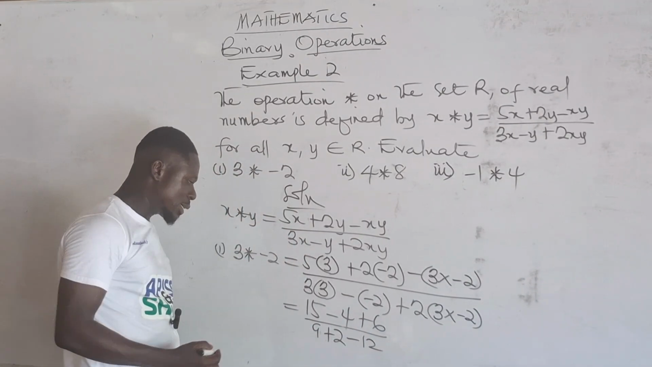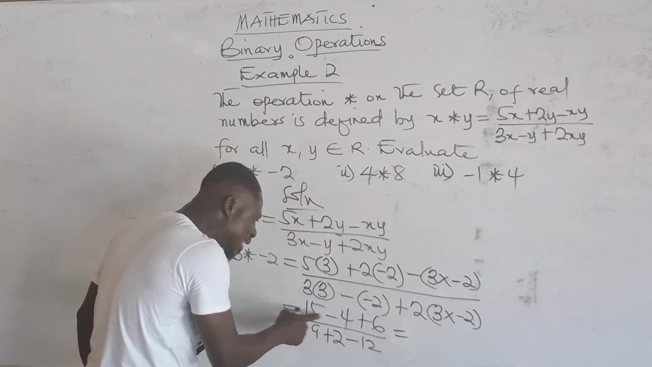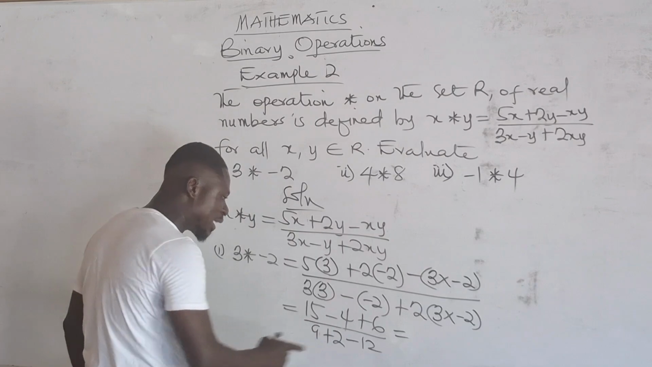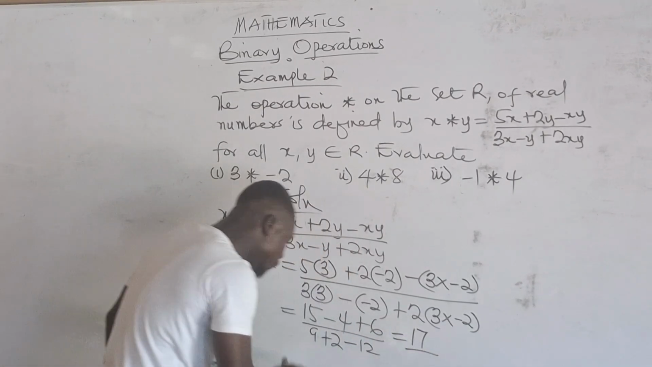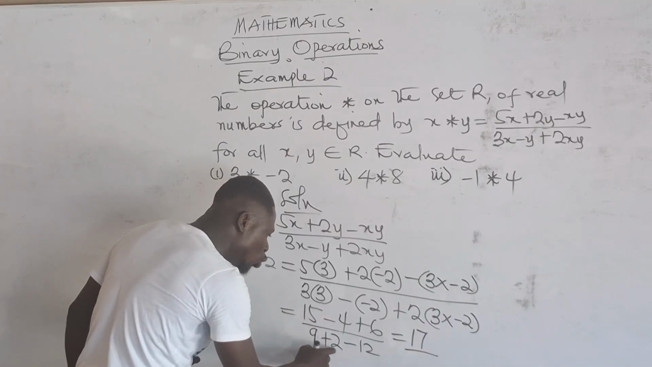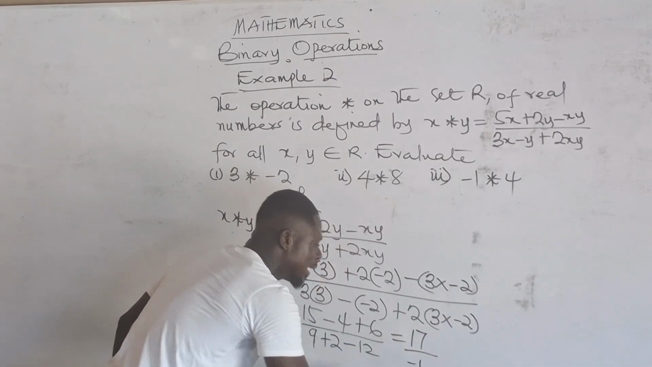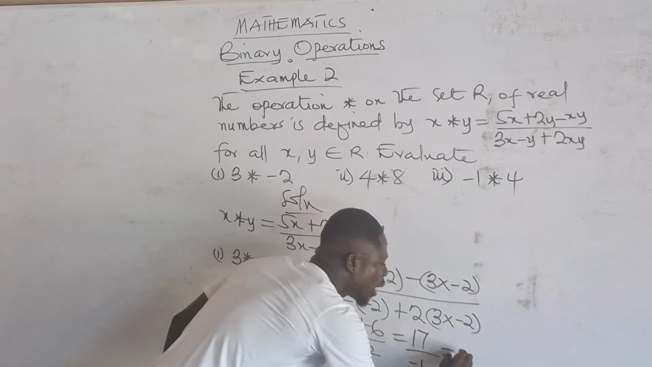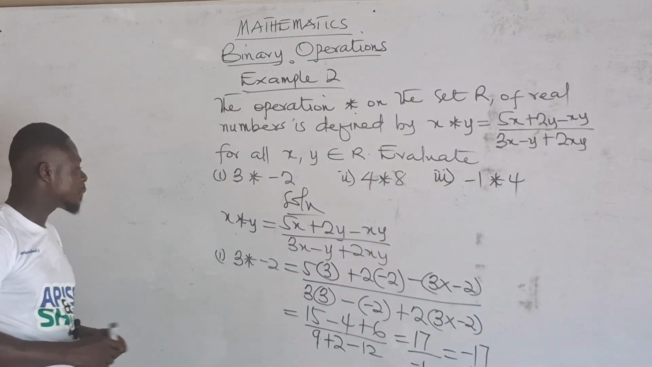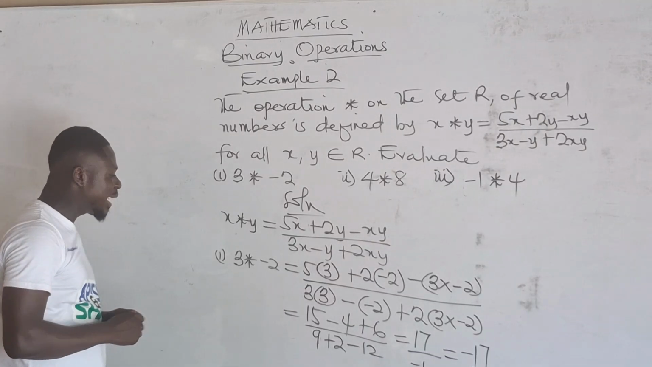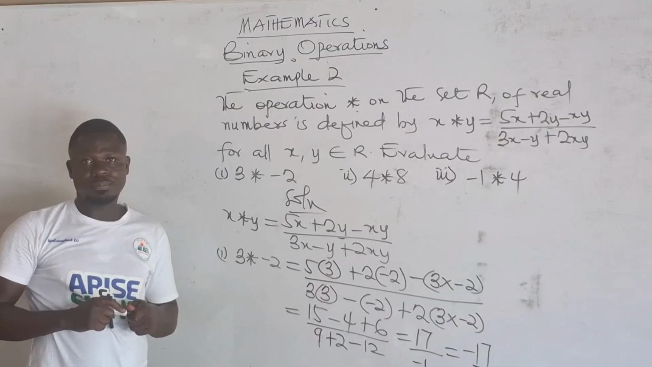At this point, simplifying this one further will produce 15 minus 4 will be 11. Plus the 6 will be 17. Over 9 plus the 2 will be 11. Minus 12 will be −1. Then dividing 17 by −1 will be −17. So this will be the answer for the expression 3 star −2 under the rule on the board.